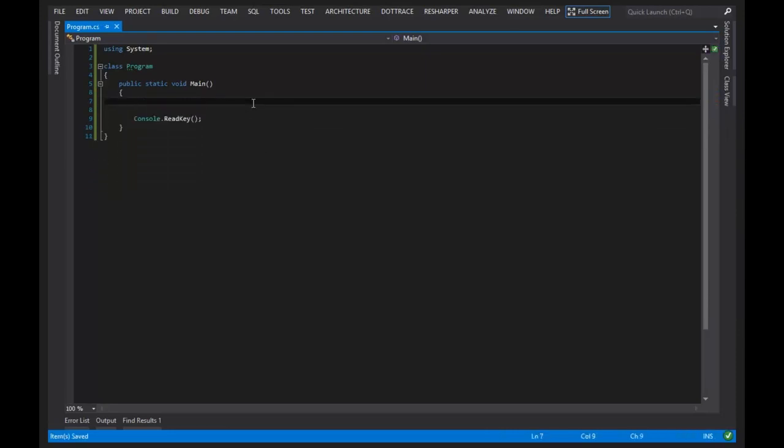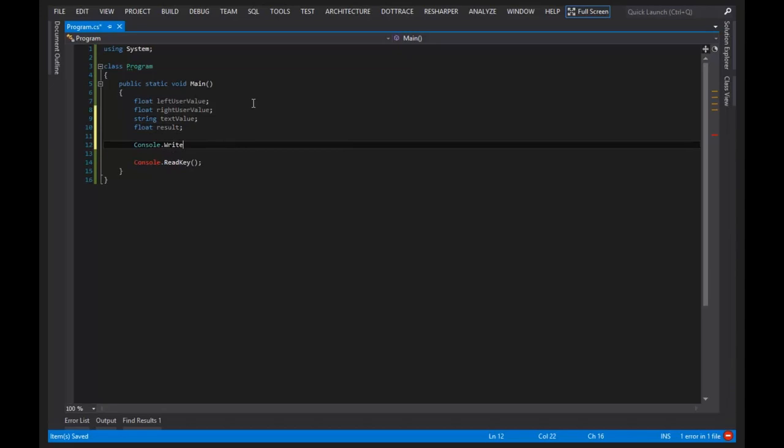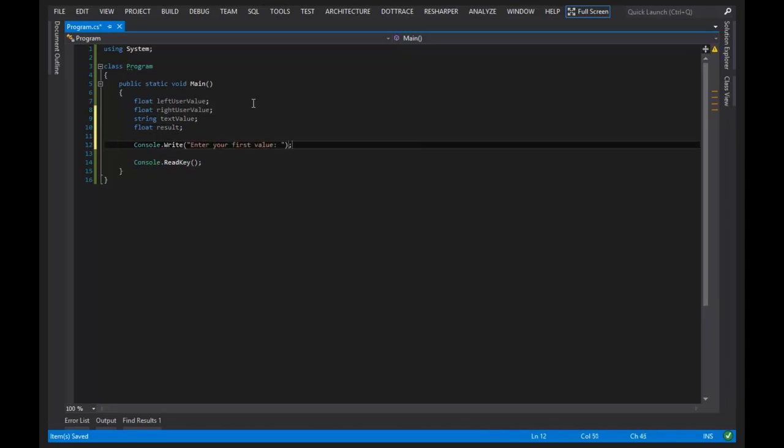I'm going to rewrite that program that I wrote before with floats instead of integers. So I'm going to say float leftUserValue, float rightUserValue, string textValue, float result, Console.Write, enter your first value.